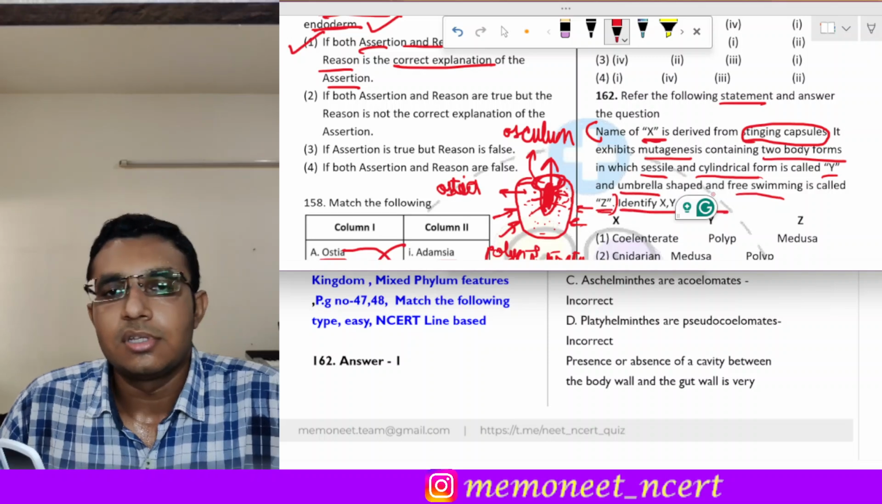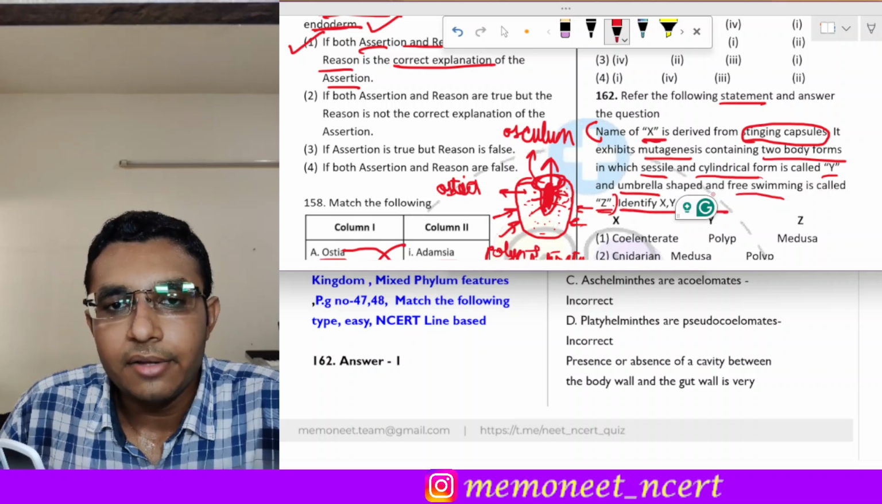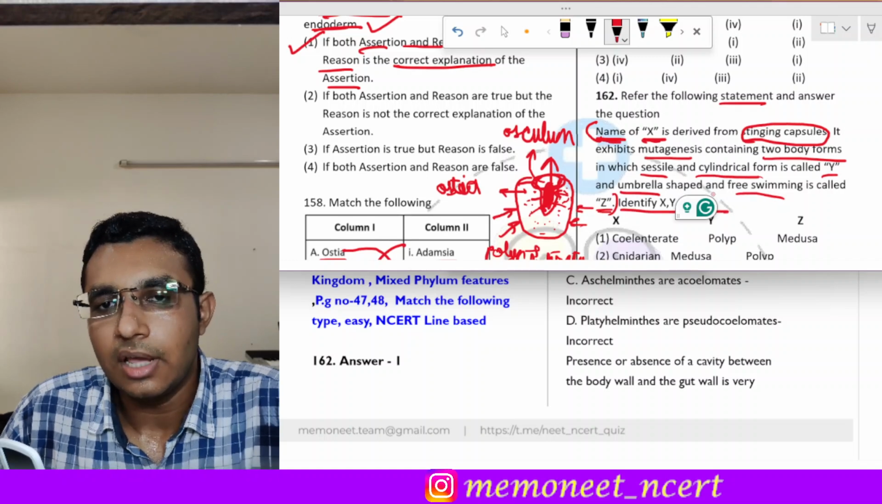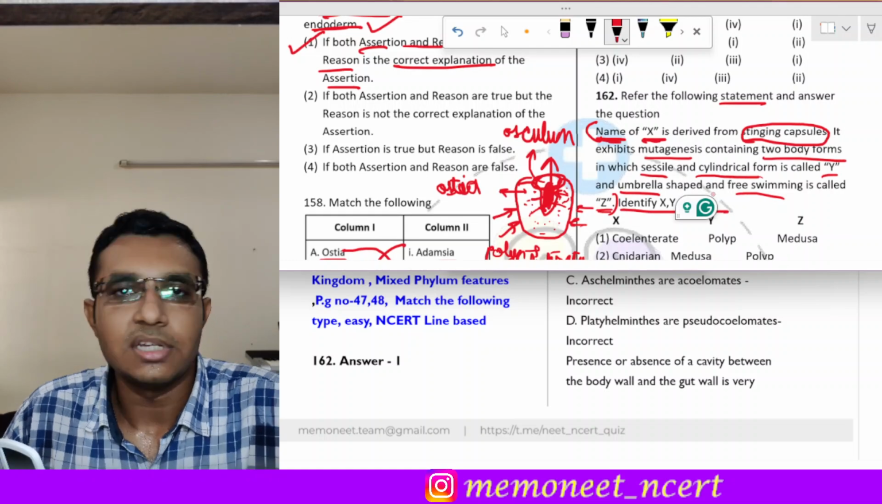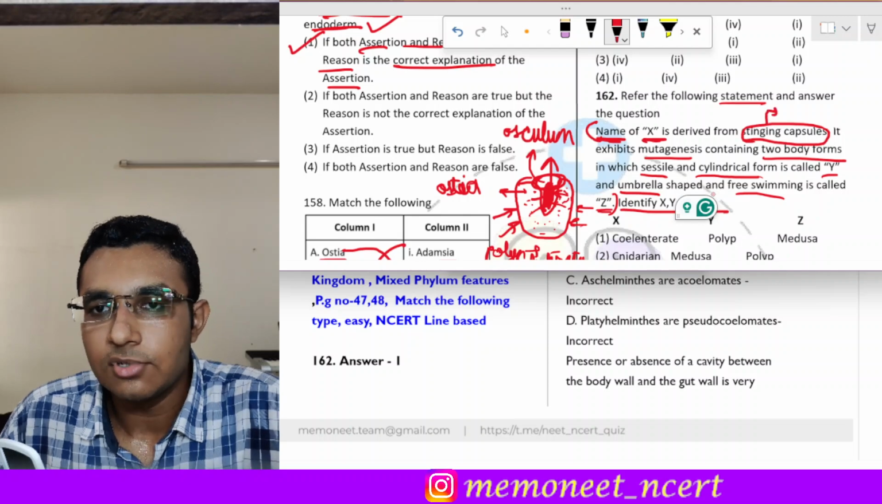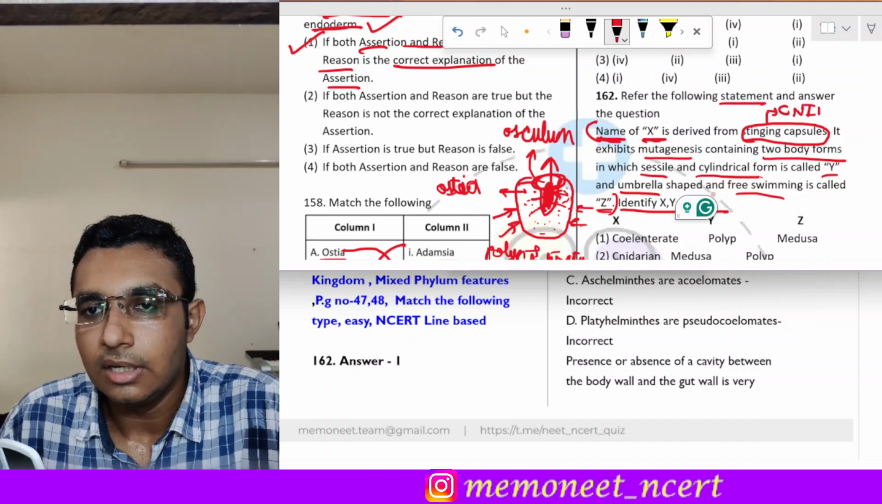Okay, now see, first of all we have to identify the name of X. So what is name of X? So it is derived from stinging capsules, and these stinging capsules are also called as cnidoblasts.